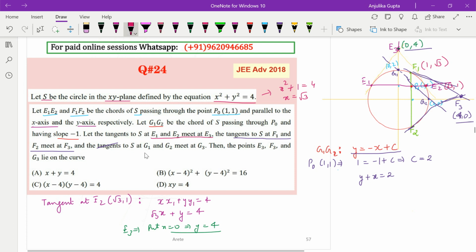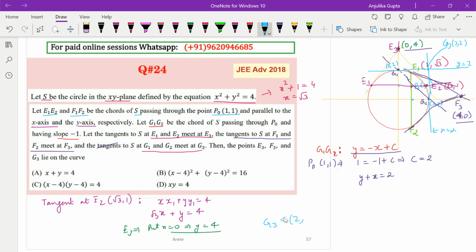Next, tangents at G1 and G2 meet at G3. Okay, let's see what it is. Okay, this is too simple because you see the tangent at G1. Okay, don't you think it's a horizontal line? This. Okay, what is the equation of this horizontal line? Y coordinate is 2, right? So y is 2. And the tangent at G2, that would be a vertical line like this. What is the equation of this? X is 2. So where are they meeting? 2 comma 2, right? That is your G3 point. So you also got your G3 point to be 2 comma 2.